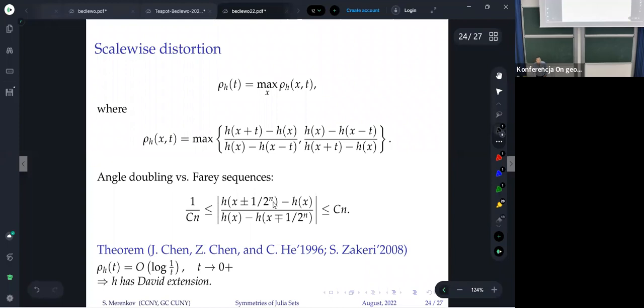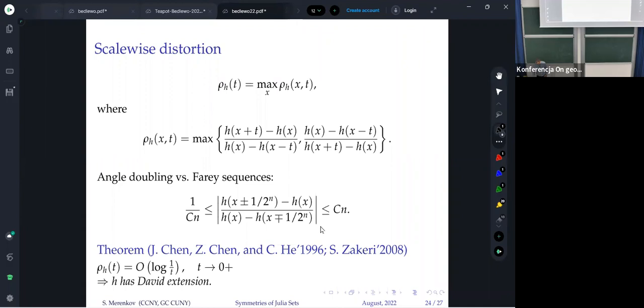So if you take 1 over 2 to the n level, this quotient will be bounded by something times n and 1 over constant n, right? So you don't have quasi-symmetry. This cannot be a quasi-symmetric map, but it is a map like this. And the result by Chen and also Zakiri shows that if you define a scale-wise distortion, which behaves like log 1 over t, then it has David extension.